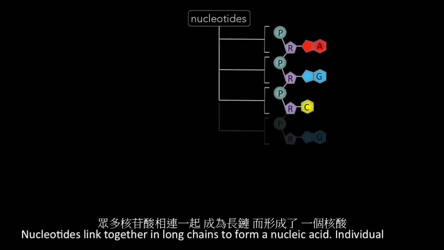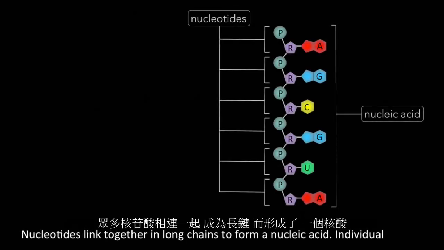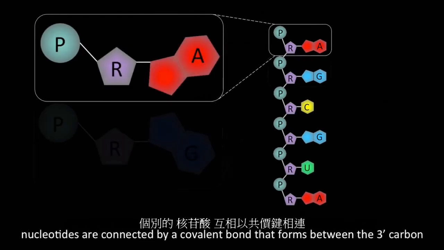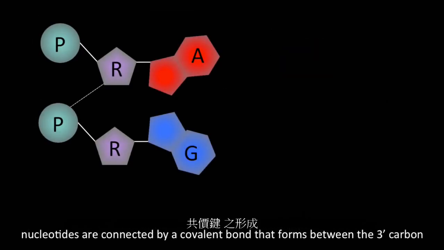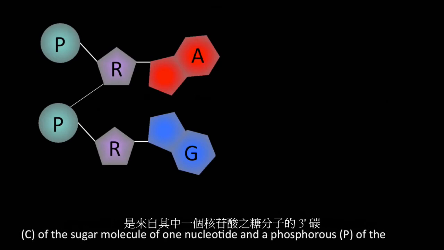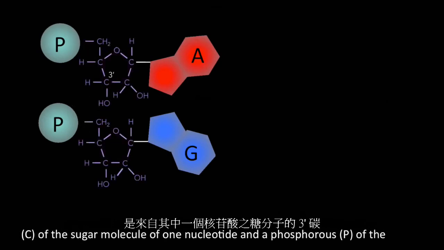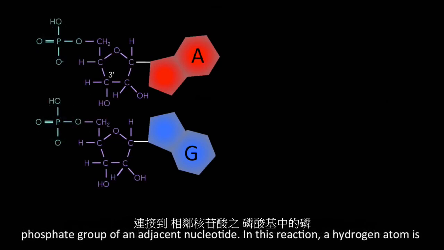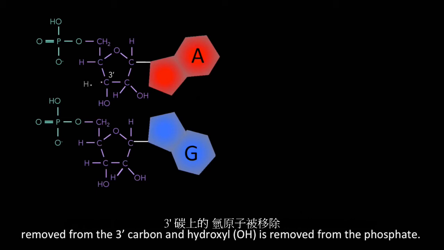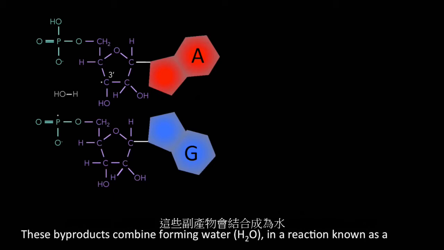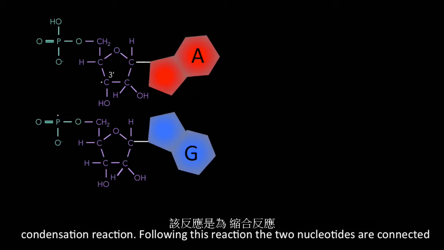Nucleotides link together in long chains to form a nucleic acid. Individual nucleotides are connected by a covalent bond that forms between the 3' carbon of the sugar molecule of one nucleotide and a phosphorus of the phosphate group of an adjacent nucleotide. In this reaction, a hydrogen atom is removed from the 3' carbon and hydroxyl is removed from the phosphate. These byproducts combine, forming water, in a reaction known as a condensation reaction.